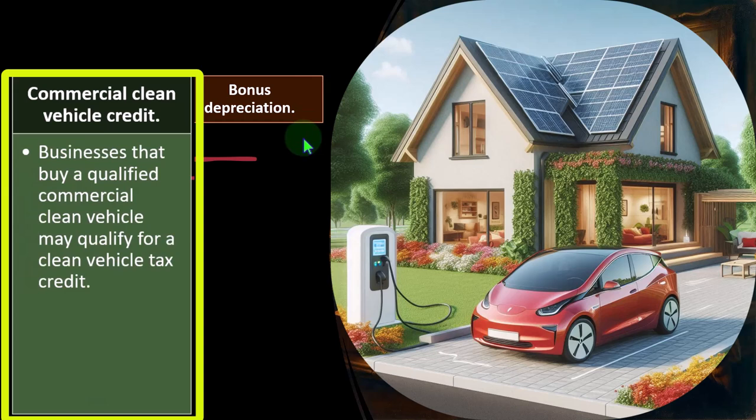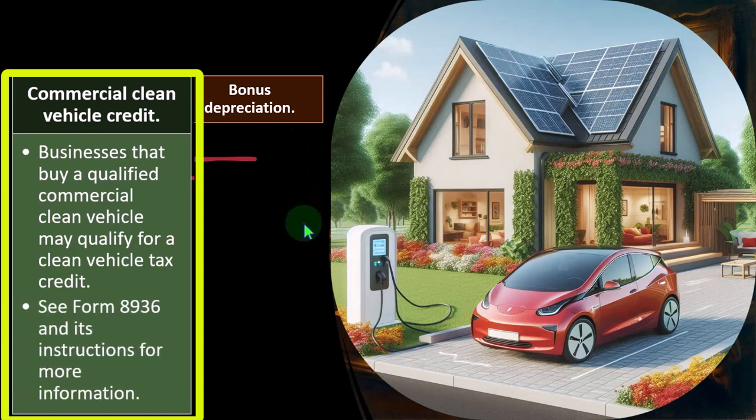But a business that buys a qualified commercial clean vehicle may qualify for a clean vehicle tax credit. So see Form 8936 and its instructions for more information. So you can still look into the credits for a clean vehicle. And again, just from a policy standpoint, I have to touch on it because these are policies that are big debates right now with regards to how we deal with these clean energy things.